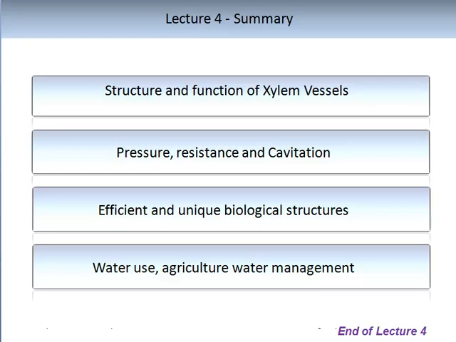So to summarize and to conclude this lecture, you should have learnt about the detailed structure and the amazing function of the xylem vessels. You should now understand how water can move from the root system up to the leaf system. You should understand the inputs of pressure and resistance and how they can lead to the negative attribute of cavitation. You should be able to appreciate just how efficient this process is, especially when compared to man-made attempts to do similar feats. And also recognise that the xylem vessels are quite unique biological structures.